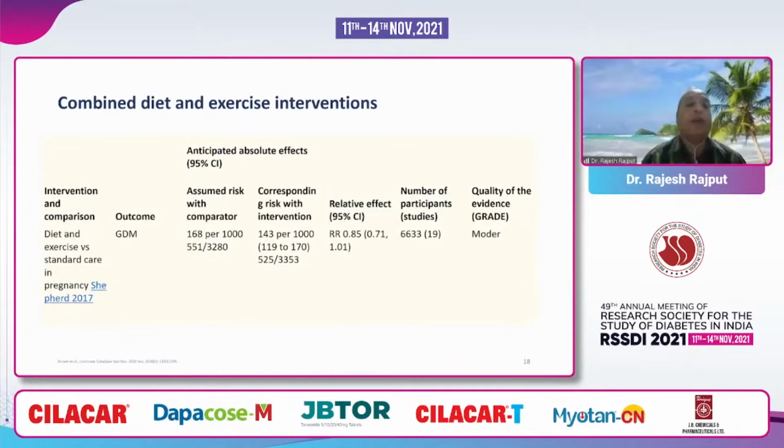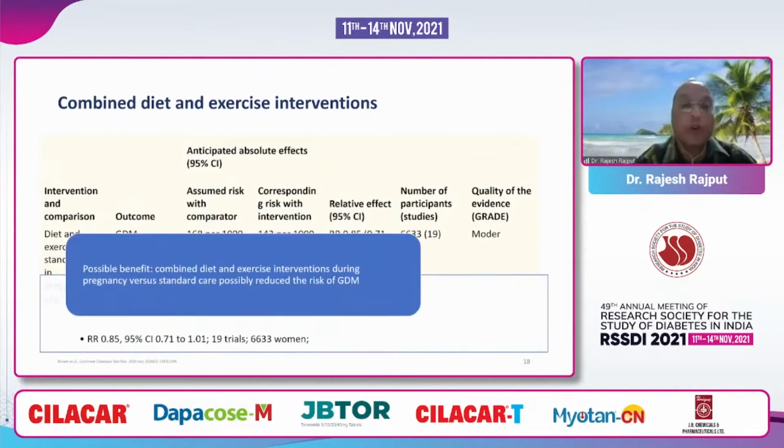The third way to do it is combined diet and exercise. This has been studied and published in Diabetes Systemic Reviews in 2017, where both diet and exercise are given in comparison to the standard of care. And for the first time, when diet and exercise are combined, it has been shown that there is possibly a benefit of combined diet and exercise on reducing the prevalence of GDM, with a relative risk of 0.85, and the quality of evidence is moderate.